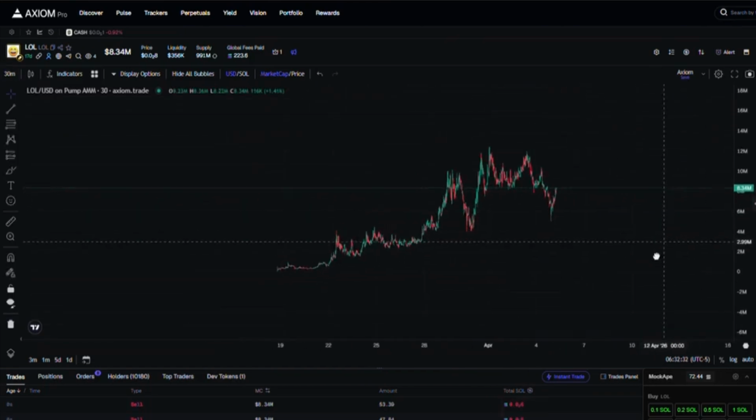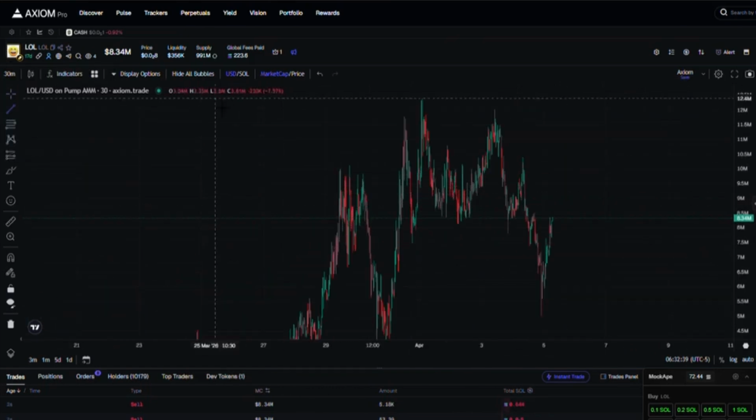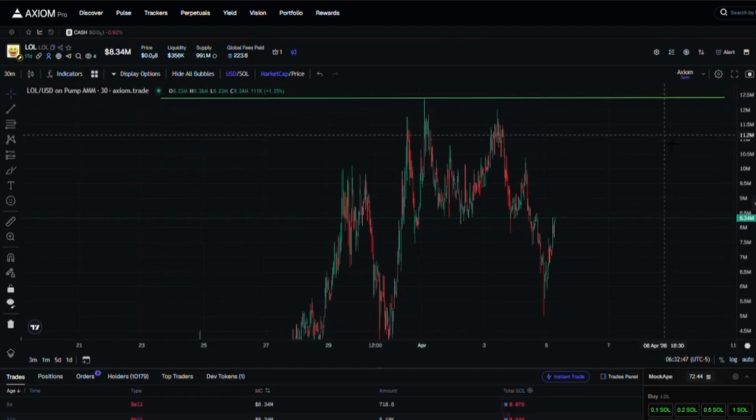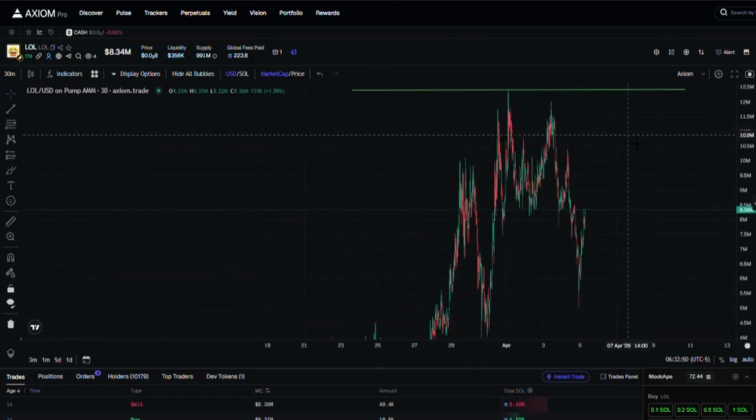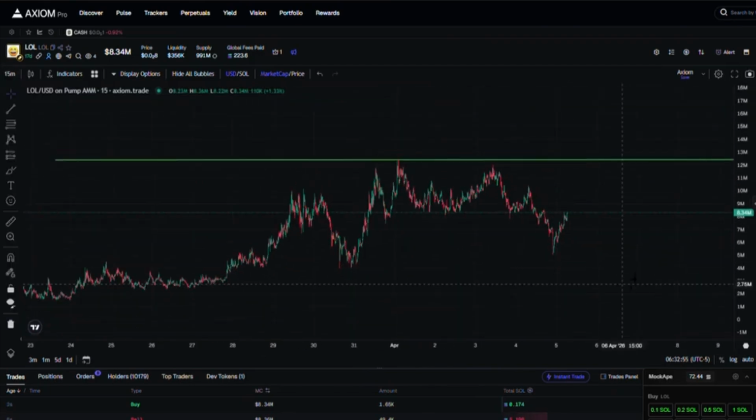Obviously the first thing you guys want to mark is the all-time high of this coin, so that would be about right here. And this is very basic technical analysis, guys. This isn't anything too crazy. This is just things that you should be marking while you're trading or shorting meme coins, trading meme coins, whatever you're doing in these markets. You should be using TA, this technical analysis.